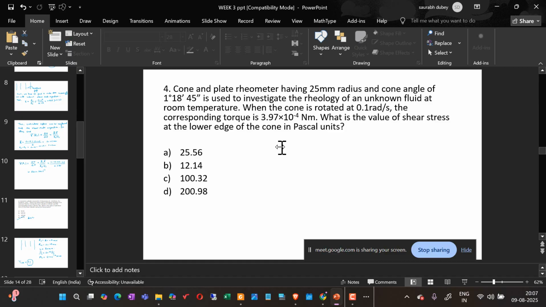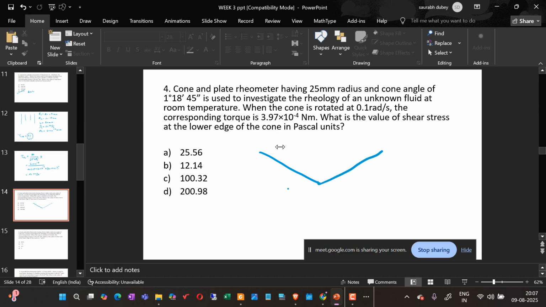This cone and plate rheometer having 25 mm radius and cone angle of 1 degree 18 minutes and 45 seconds is used to investigate the rheology of an unknown fluid at room temperature, right? When the cone is rotated at 0.1 radian per second, the corresponding torque is 3.97 into 10 power minus 4 Newton meter. What is the value of shear stress at the lower edge of the cone in Pascal? So the lower edge of the cone means they are asking the value at this point.